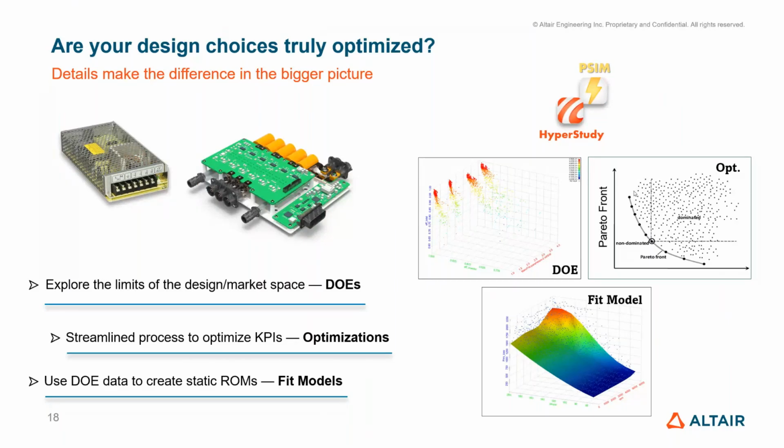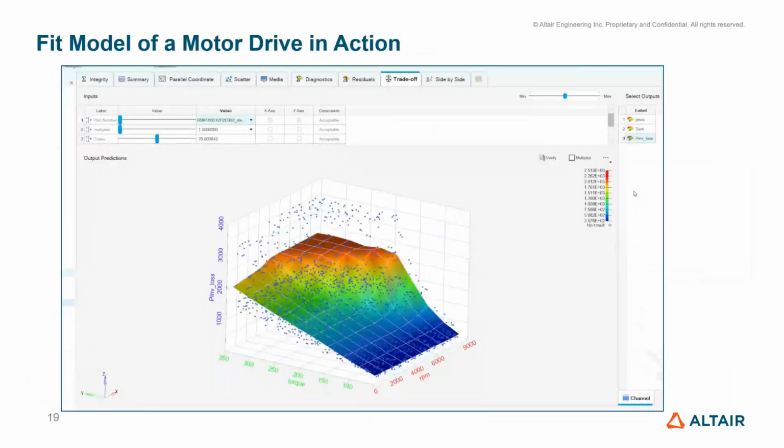So looking back at the efficiency map example, we created a contour in the previous slides of the efficiency map. But what if you want to change the semiconductor or the switching frequency or the modulation technique? Then for the same torque speed envelope, this would result in a different 2D plane for each semiconductor option, for each switching frequency option, and so on. So the actual design space is not a 2D graph. It's actually multidimensional. And this is where the HyperStudy DOEs and fit models help.